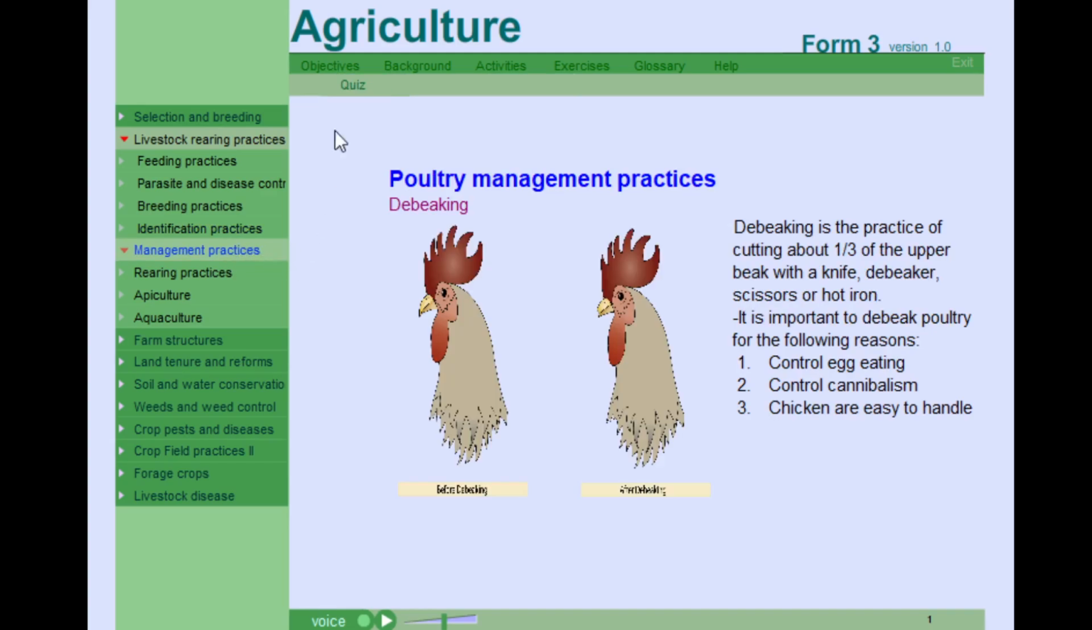Poultry management practices. Debeaking. Debeaking is the practice of cutting about a third of the upper beak with a knife, debeaker, scissors, or hot iron. It is important to debeak poultry for the following reasons: control egg eating, control cannibalism, and chickens are easy to handle.